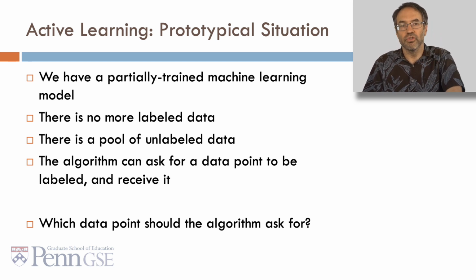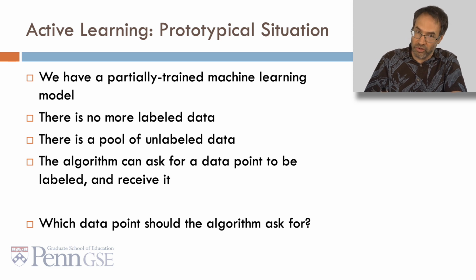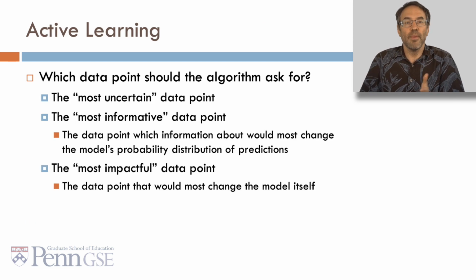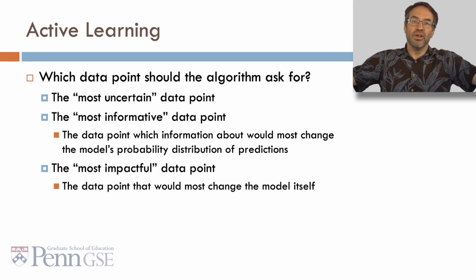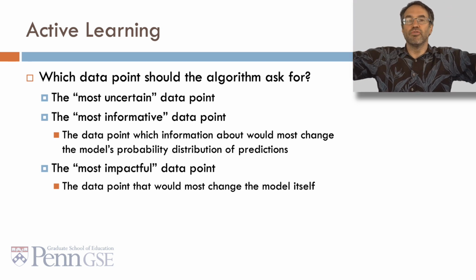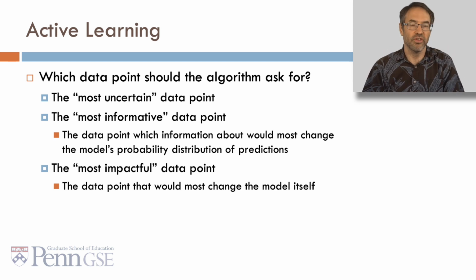And the question becomes, which data point should the algorithm ask for? There's a few options. One of those options is the data point we're most uncertain about. It's the data point that we are closest to a 50-50 on. We just don't know what the answer is. Maybe it's the most informative data point.